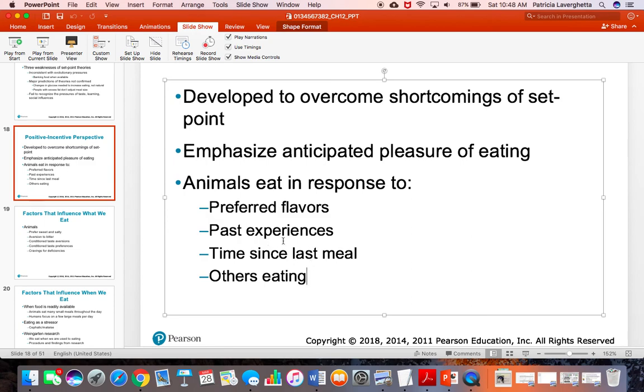All right. Also, there are some interesting things. Sometimes people tend to eat at certain times of the day. Also, the social aspect is kind of interesting. Why is it that when other people are eating around you, you might tend to eat as well? Almost like a modeling effect.